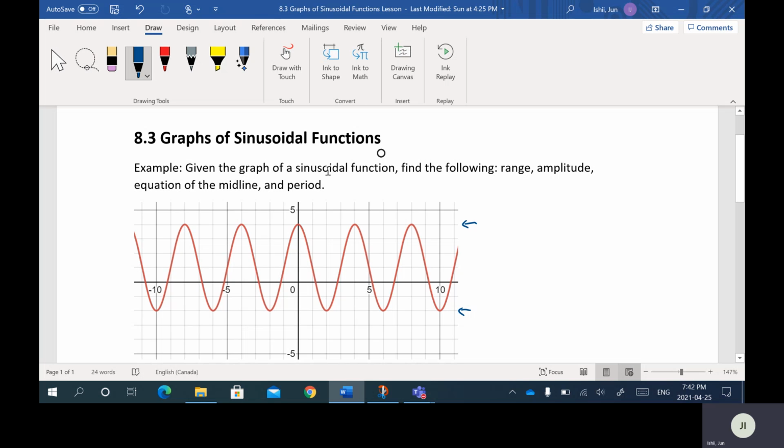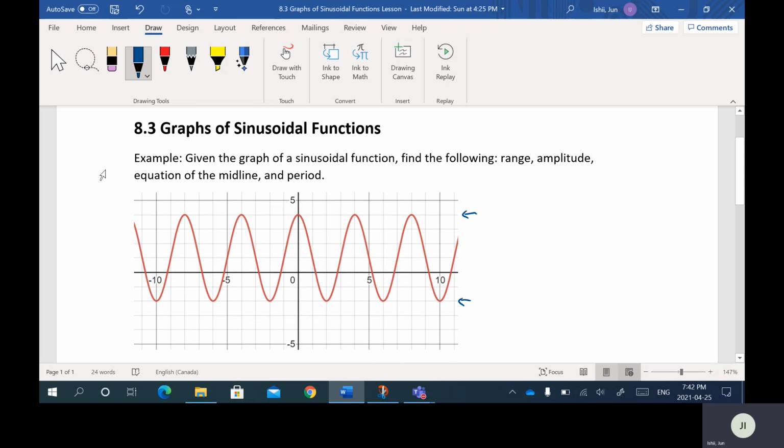Given the graph of a sinusoidal function, find the following. We're going to find these characteristics: the range, amplitude, equation of the midline, and period. Let's start off with the range. Now, this is the domain and range. For this graph, the low point is -2, so I'll write -2 here. That's as low as the graph goes, and as high as it goes is +4. So the range is between -2 and +4: -2 ≤ y ≤ +4.